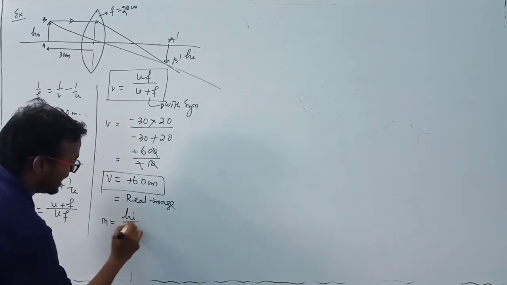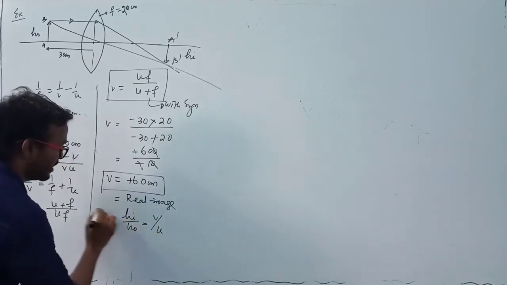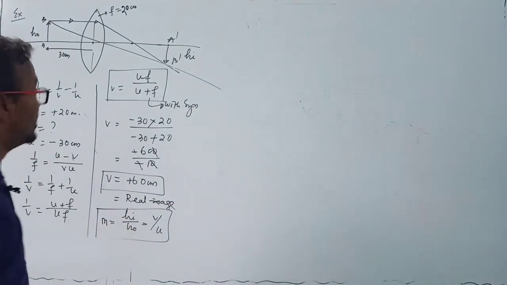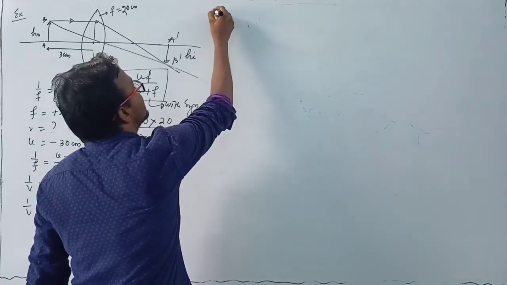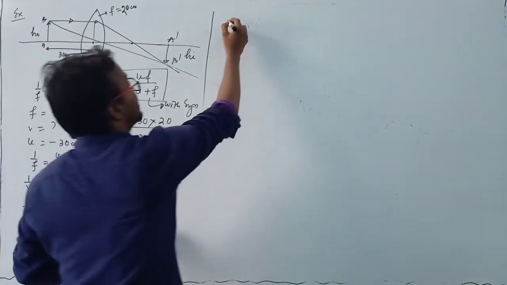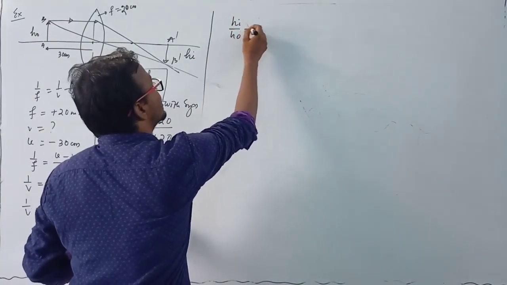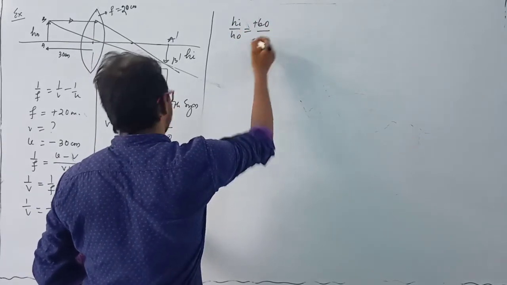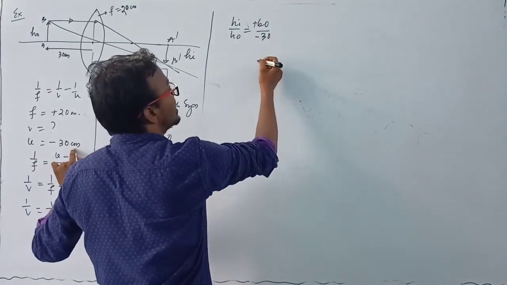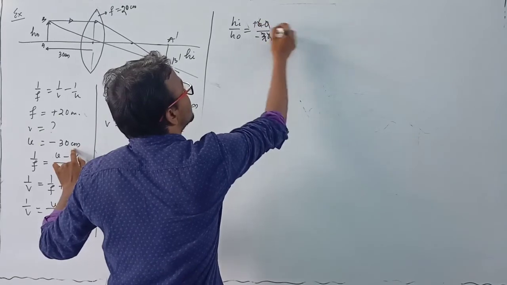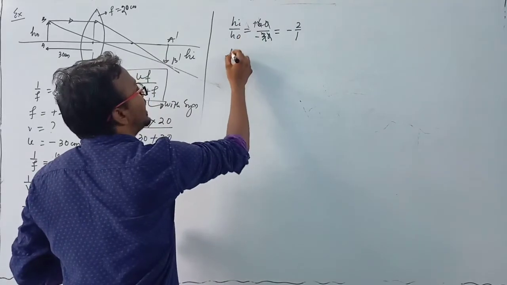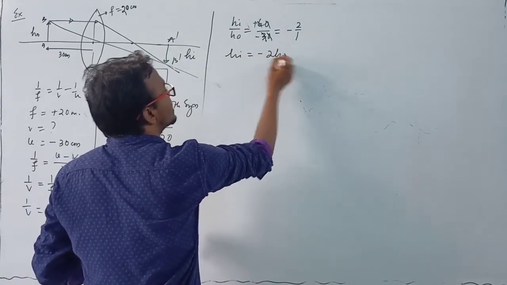m equals hi by h0 equals v by u. If we use this concept here, then you can find the value of hi and h0. Clear? With sign, you have to use this with sign. So we already found here v equal to 60 centimeter, that is hi by h0 equal to plus 60 divided by the object distance, and here the object distance is given as minus 30 centimeter, and the 0 cancels, so this is equal to minus 2 by 1. So you can write hi equal to minus 2 h0.